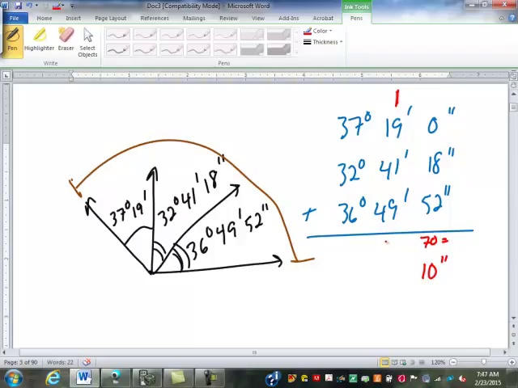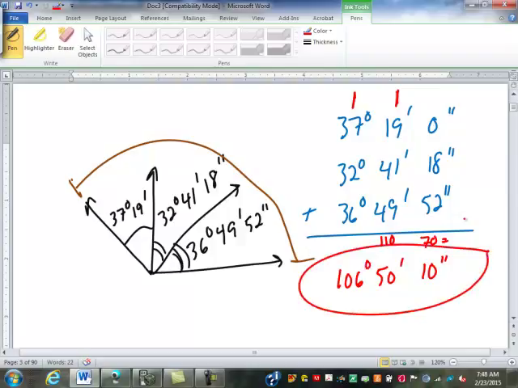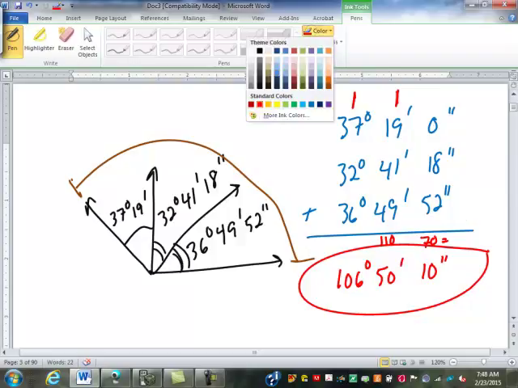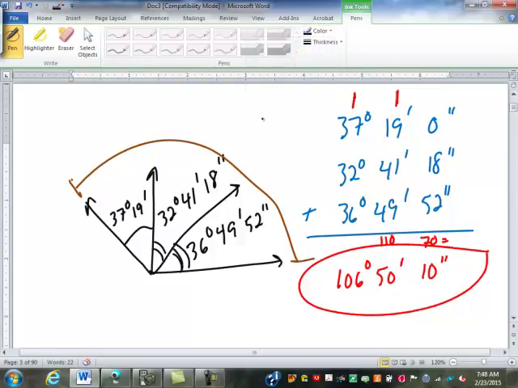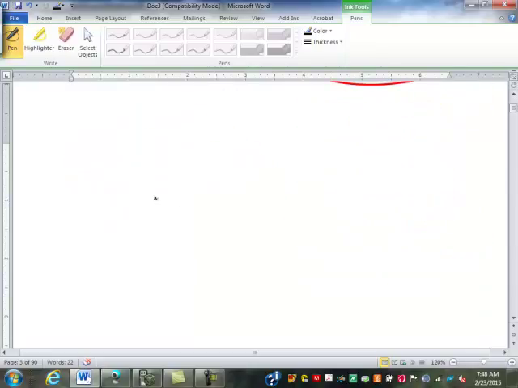1 and 19, 20 plus 41 plus 49, 110. So what? Okay, so we're going to carry 1. We take 60 out of that. We're left with 50. 37 plus 1, 38 plus 32, 70 plus 36. So it's 106 degrees, 50 minutes, 10 seconds. Everybody doing okay? How about this one?